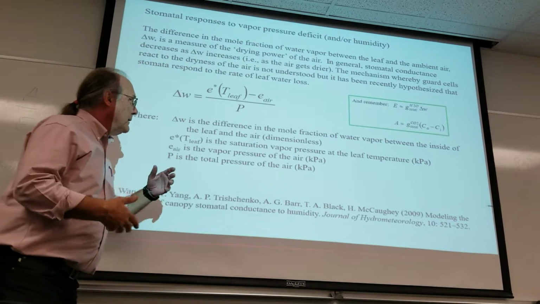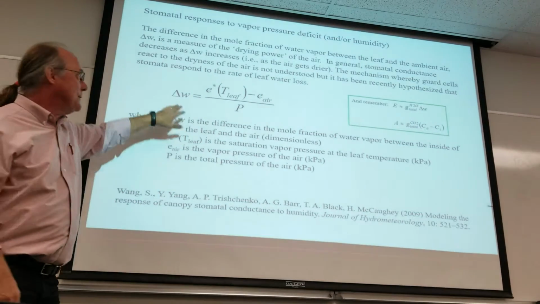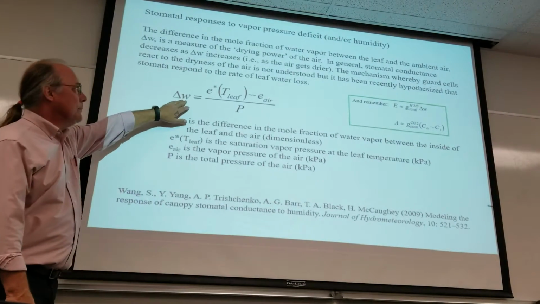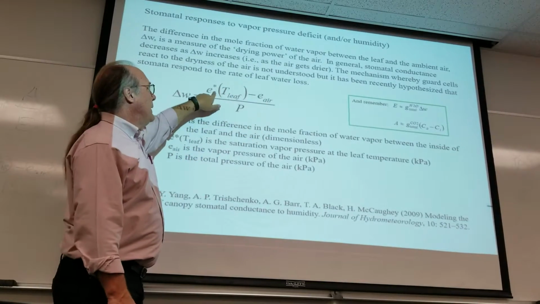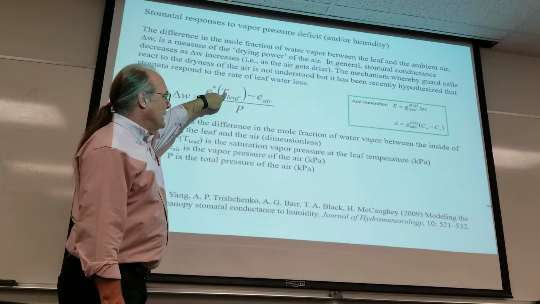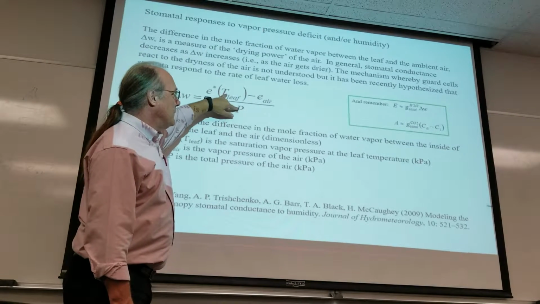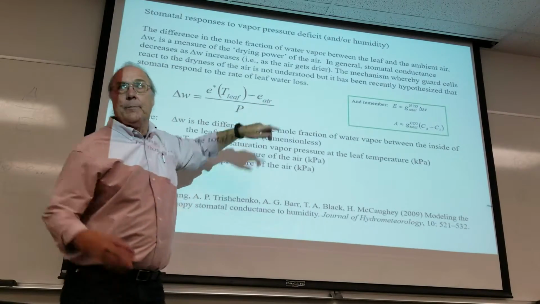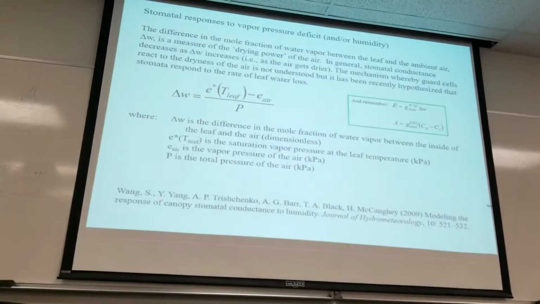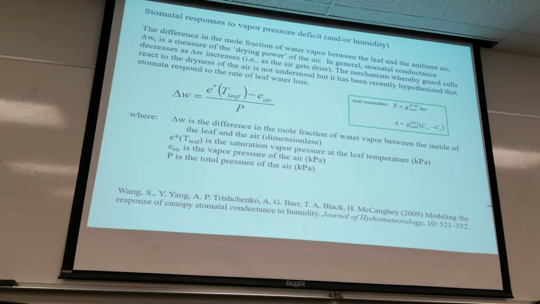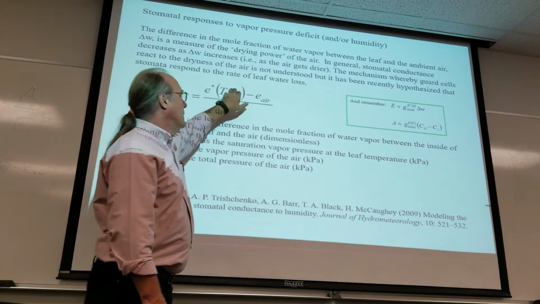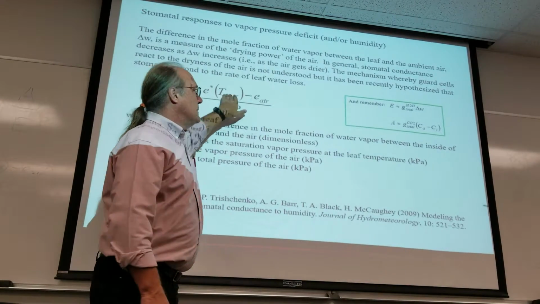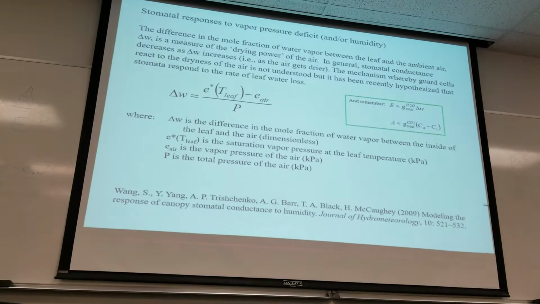So we need a way of measuring this drying power of the air. How dry is the air? And typically that's this difference in mole fraction of water vapor inside the leaf and outside the leaf. So the partial pressure of water vapor inside the leaf, minus the partial pressure of water vapor outside the leaf. That's what's driving the transpiration rate here. And that's a measure of how dry the air is. So as this changes, delta W changes, or as expressed as just this difference in vapor pressure, as that increases, the stomata close.